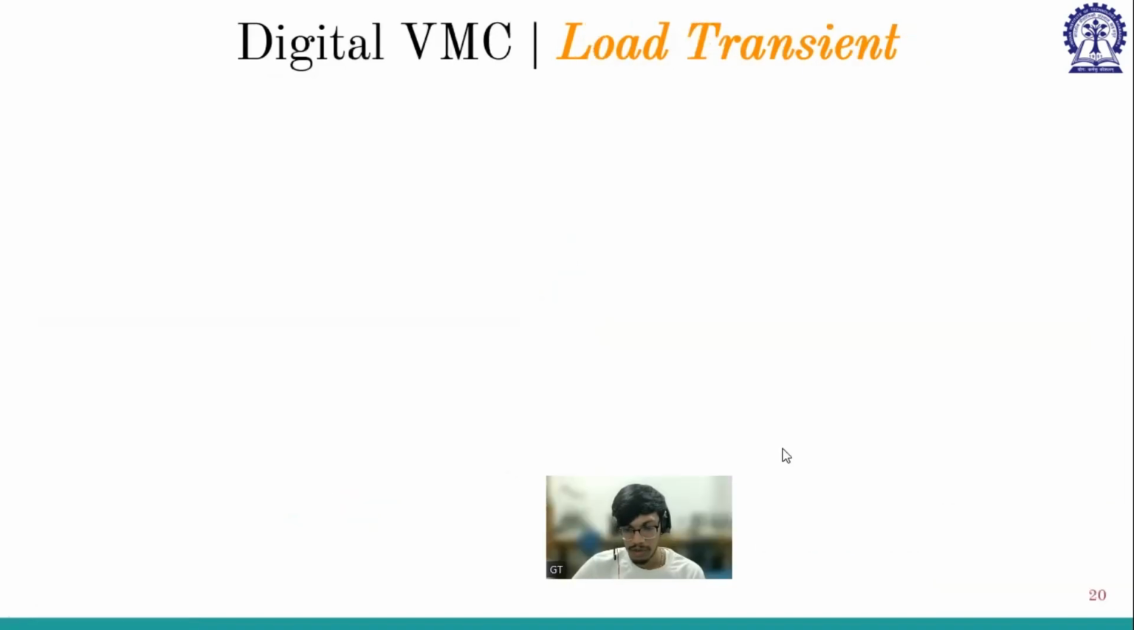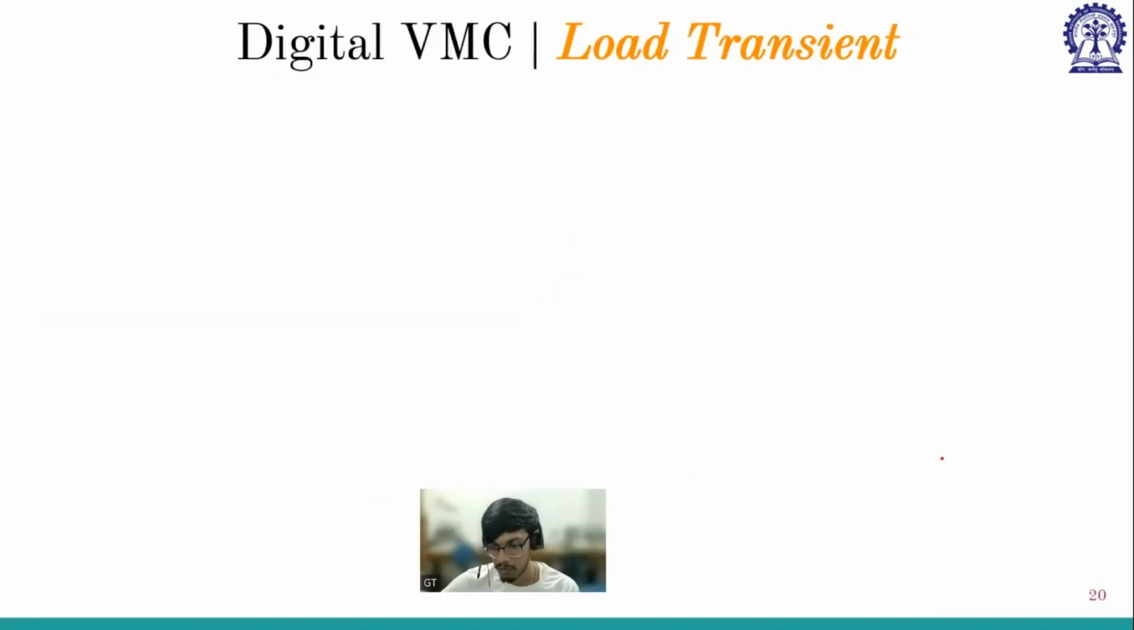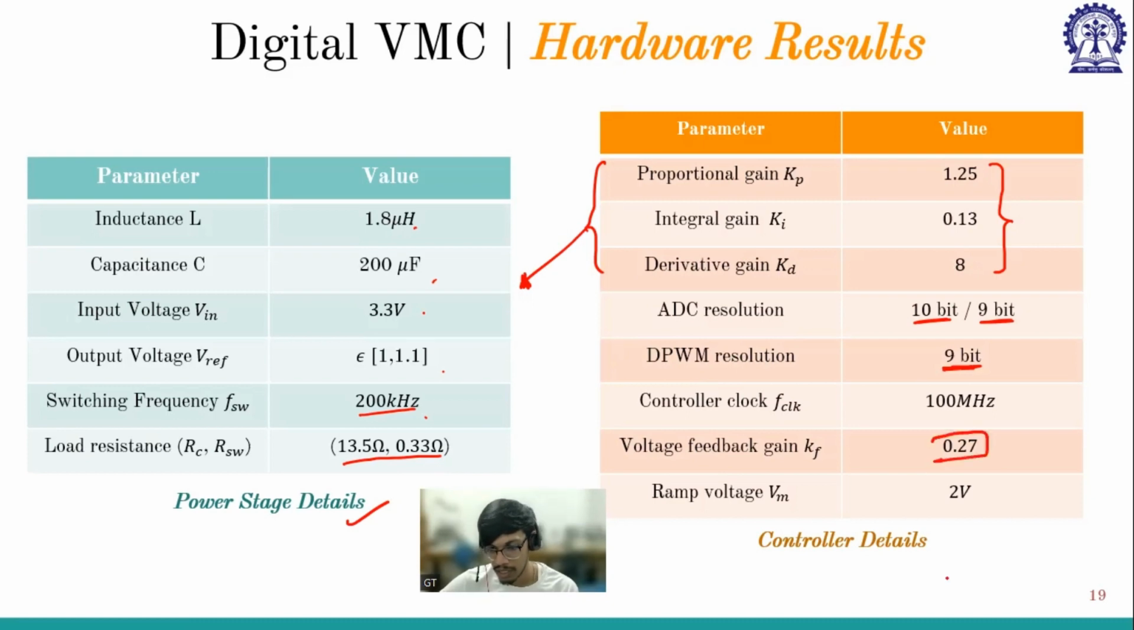The V feedback gain that we had discussed is 0.27, and VM is the ramp voltage. The ramp voltage is from 0 volt to 2 volt. So these are the controller details, these are the gains and parameters, the values that are considered for the hardware implementation of this voltage mode controlled buck converter.